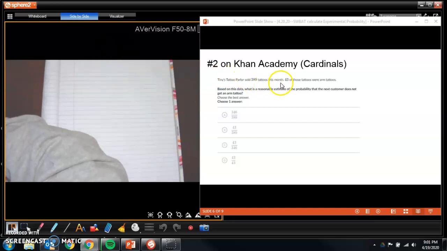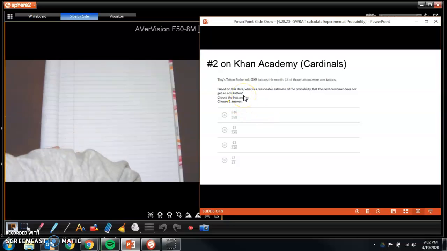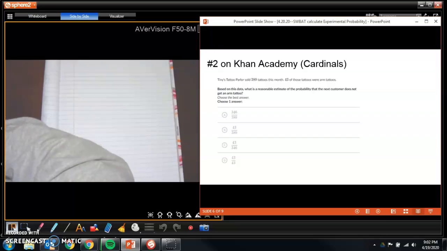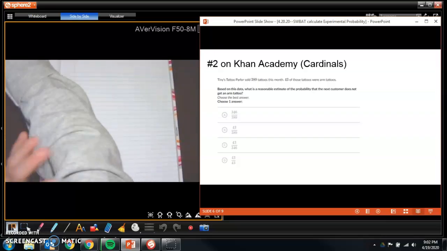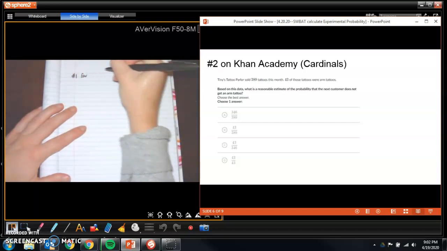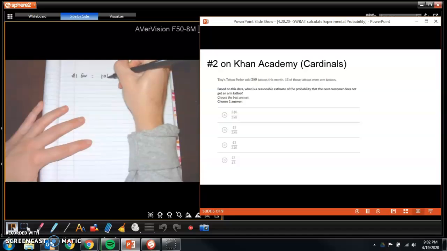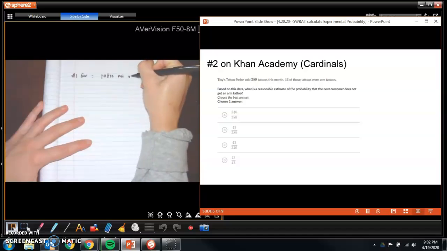43 of those tattoos were arm tattoos. Based on this data, what is a reasonable estimate of the probability that the next customer does not get an arm tattoo? So we are going to determine the probability that the next customer gets something somewhere else on their body, not on their arm. Because criteria for success number 1, our favorable outcome, is every tattoo not on your arm.